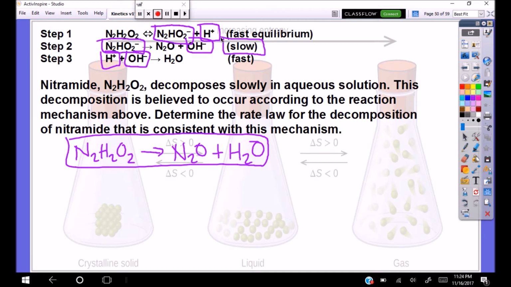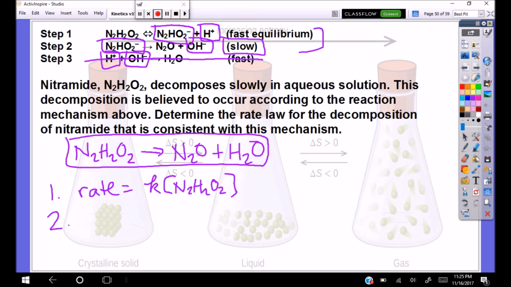When I go to figure out my rate law, which steps am I going to include? Hopefully you crossed out number 3, because you saw that it came after the slow step. It does not matter. So we just need steps 1 and 2. Let's look at the rate of each of those. What is the rate law for step 1? Hopefully you said rate is equal to k[N2H2O2].